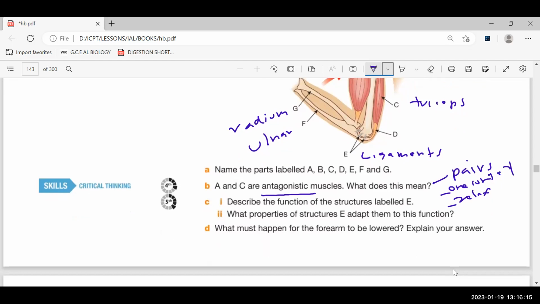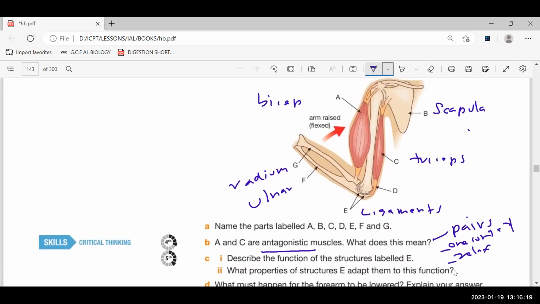What must happen for the forearm to be lowered? Explain your answer. Now, forearm to be lowered, it is going this way. So we have learned bicep relaxes, tricep contracts. So whatever we learn, everything today is important. We cannot skip anything because it can be asked in the exam.